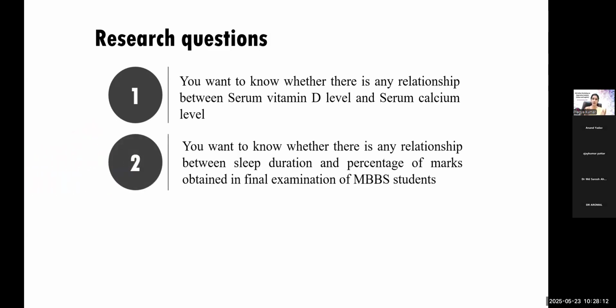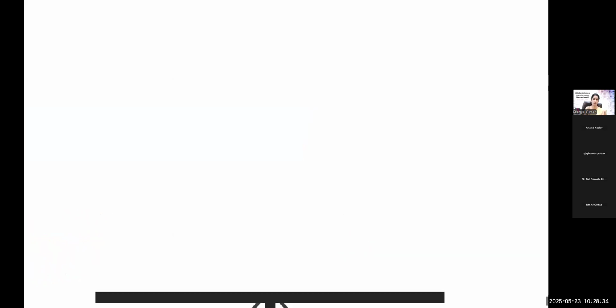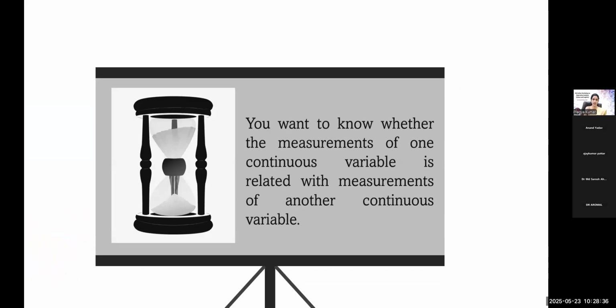If you want to know the relationship between sleep duration and the percentage of marks obtained in the final examination of MBBS students, still you can perform this correlation. Or if you want to see the relationship between the female literacy rate and the infant mortality rate, then you can perform this correlation. So in all these research questions, what we have observed is that there are two continuous variables.